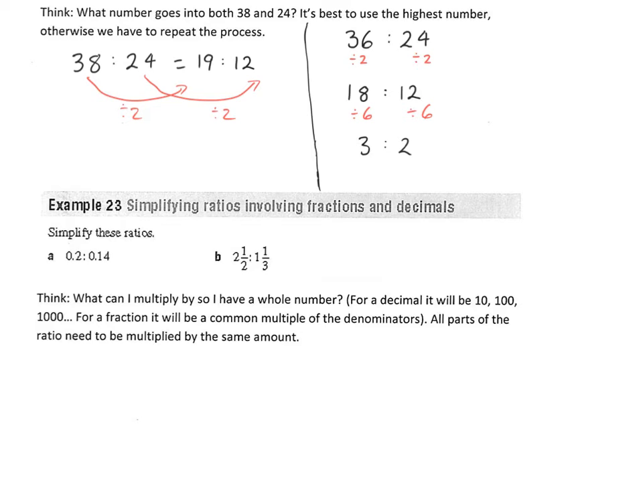With question A here, when you multiply by a power of 10, it moves the decimal point. With the first ratio, 0.2, we need the decimal to move one place. But with the second ratio, we actually need it to move 2 places. So we need to times by 10 and times by 10 again, which means we're timesing by 100 to move the decimal place 2 places.